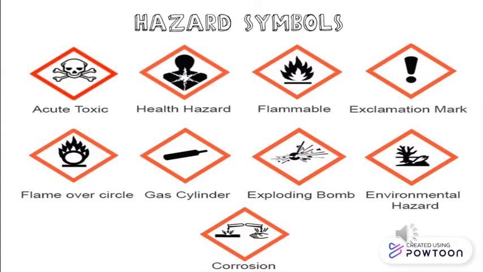Next is hazard symbol. First symbol is acute toxic. Toxic is chemicals that at low and very low level cause damage to health. The symbol is a skull and crossbone. The meaning for the symbol is it is fatal if swallowed, fatal in contact with skin, fatal if inhaled, toxic if swallowed, toxic in contact with skin, and toxic if inhaled.